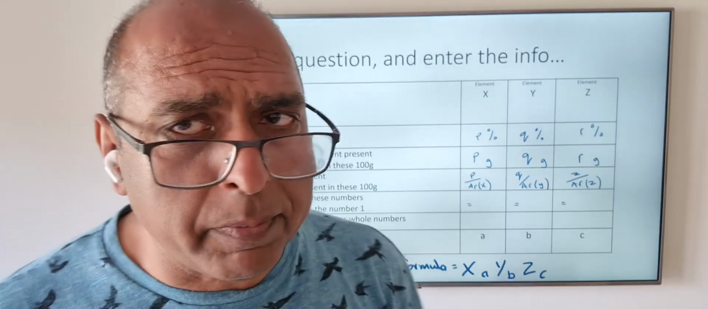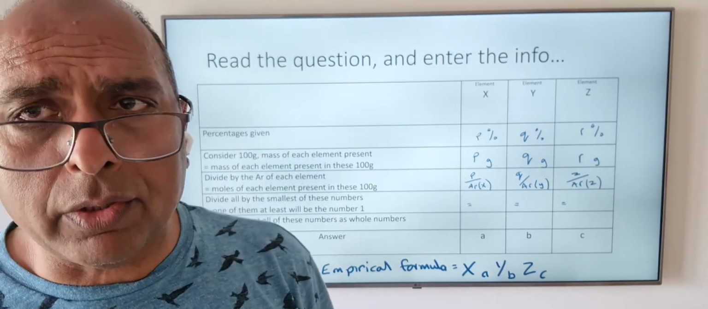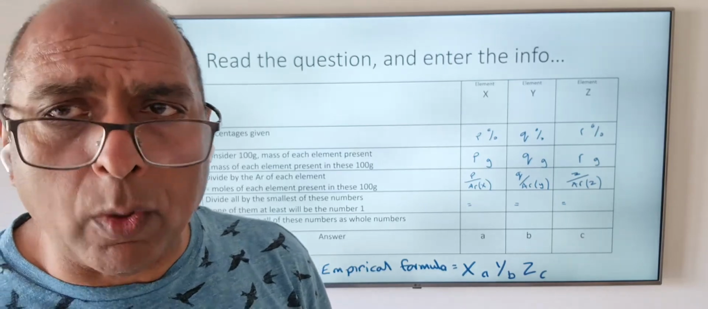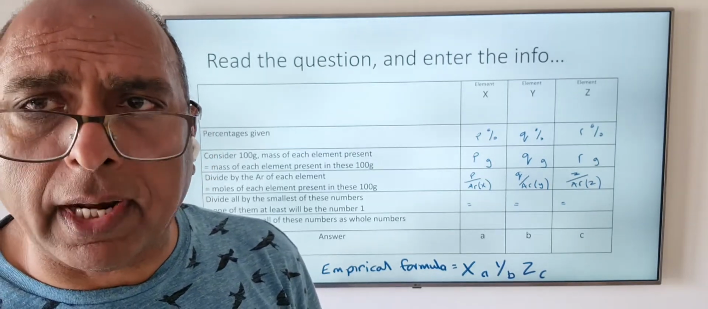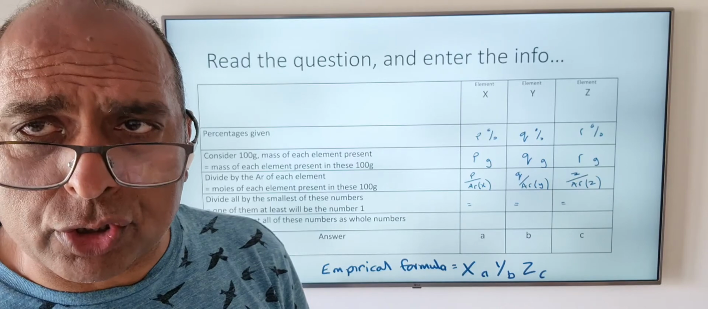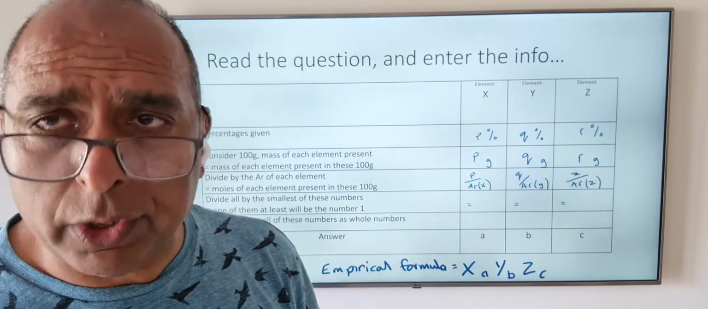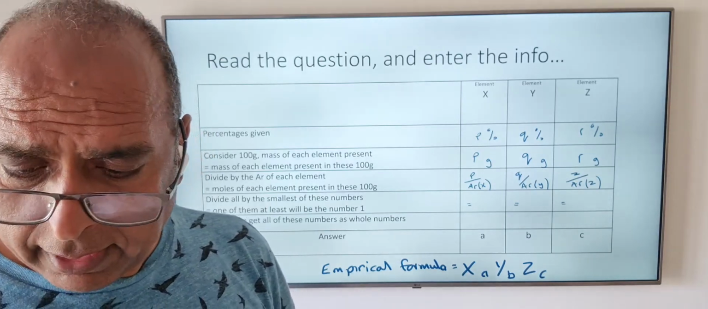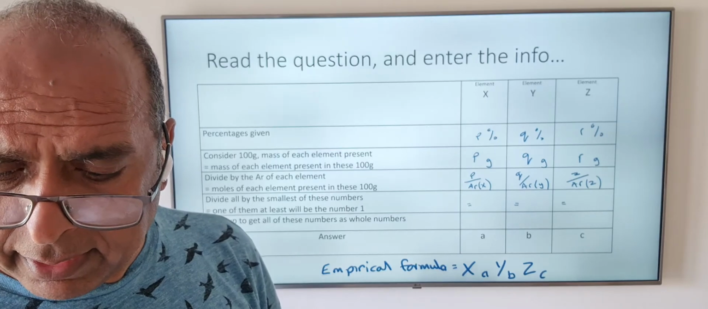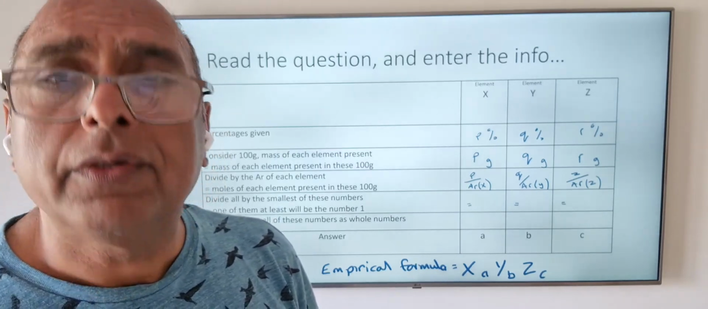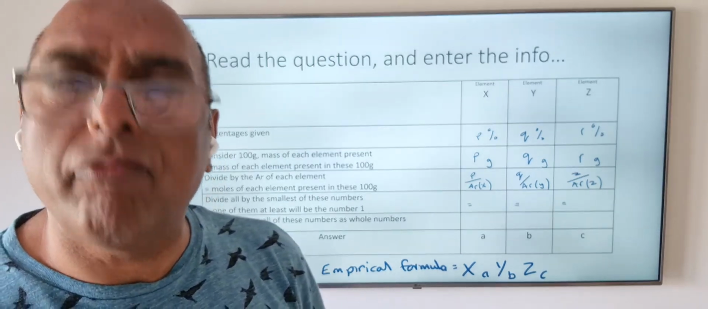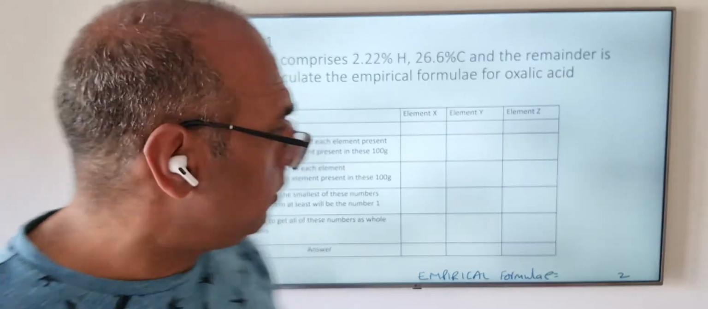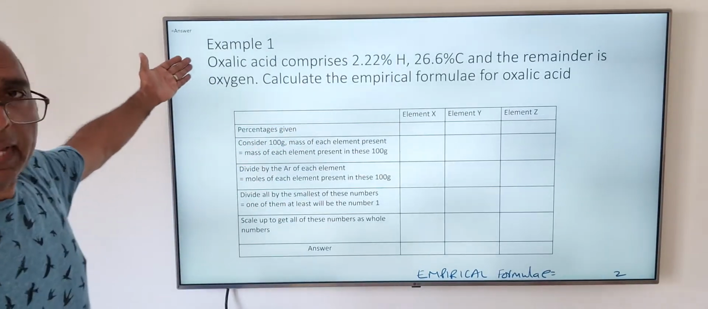And it's not just empirical formula calculation I want done in the form of a table. I want water of crystallization done in the form of a table too, which we will do, and I'll show you how to do that in another video. So let's do a real example. This real example here. Example 1.